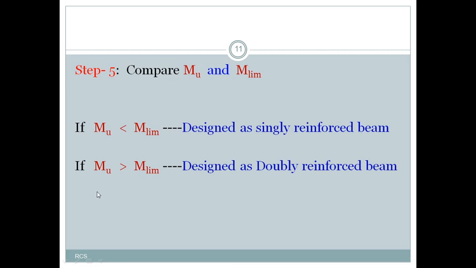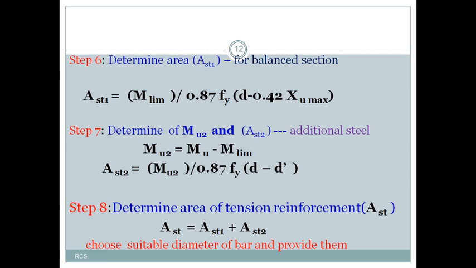Finally, if your applied bending moment is greater than the limiting bending moment, then we have to design it as a doubly reinforced beam. Right. Then how to design a doubly reinforced beam? Then I have to calculate the area of steel, the area of tensile steel and the area of compression steel. So in step number 6, we have determined the area of steel for a balanced section, that is Ast1.